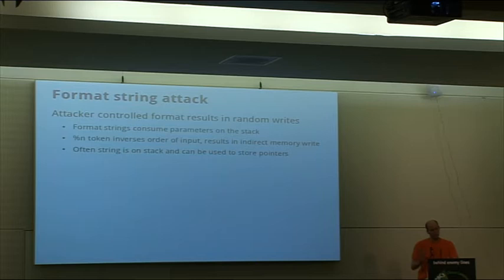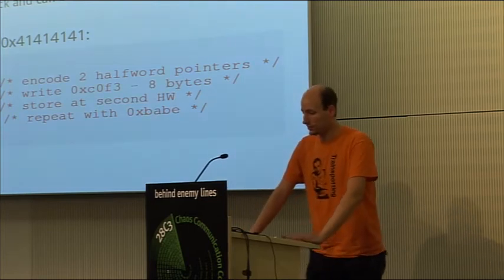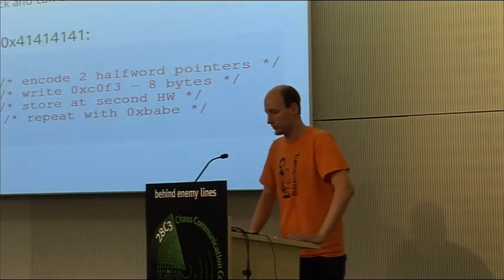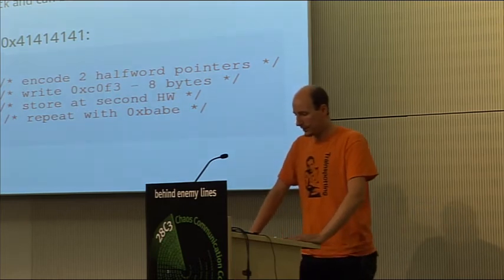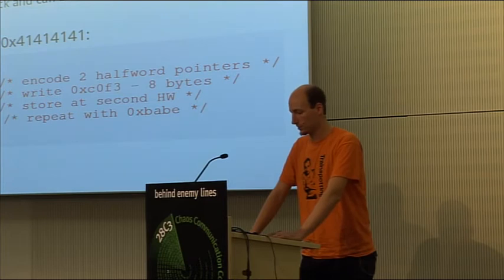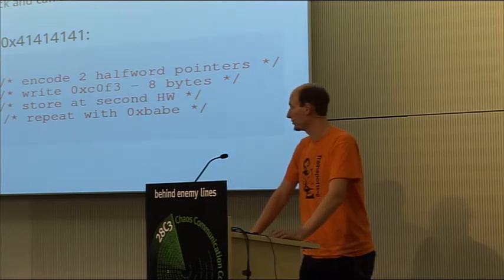So we now redirect the input, and we no longer consume values from the stack, but we write to a specific location somewhere in memory, and we can control that location. So if the string is on the stack, we can also use the same string to store pointers and basically randomly write any data somewhere to memory if we construct the string carefully. So we want to write 0xCOFFEEBABE to 0x41414141 and construct a format string like that with 2 half-word writes.